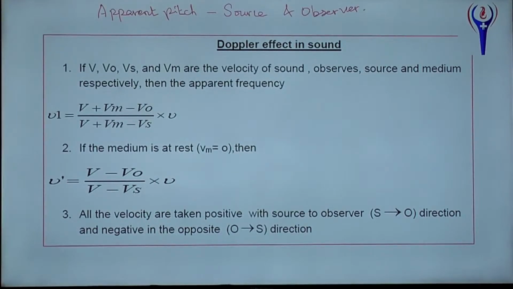The general formula I will give first, that is instead of this, nu dash equal to (V minus Vo) by (V minus Vs).